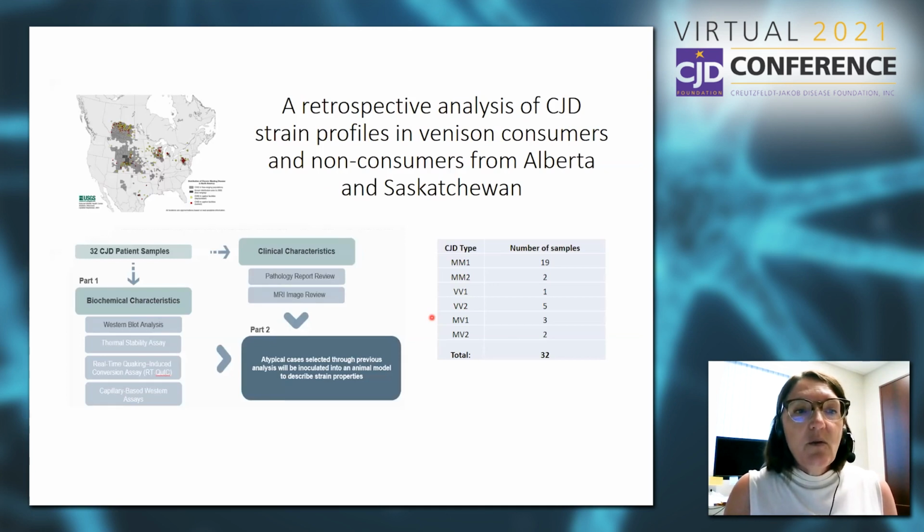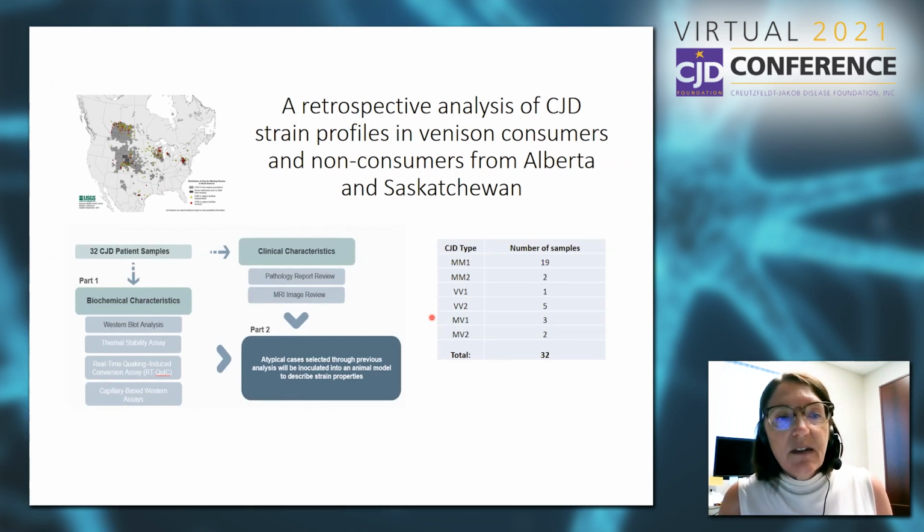So to provide a focus for this retrospective study, we decided to use tissues from cases originating from Alberta and Saskatchewan. Given that these provinces are the epicenter of the CWD epidemic in Canadian deer and elk, we decided to assess the heterogeneity of CJD cases that already exist in these provinces as a baseline for enhanced surveillance. And we started with 32 cases for which we had frozen tissues available in the lab. These cases were of various subtypes as listed in this table.